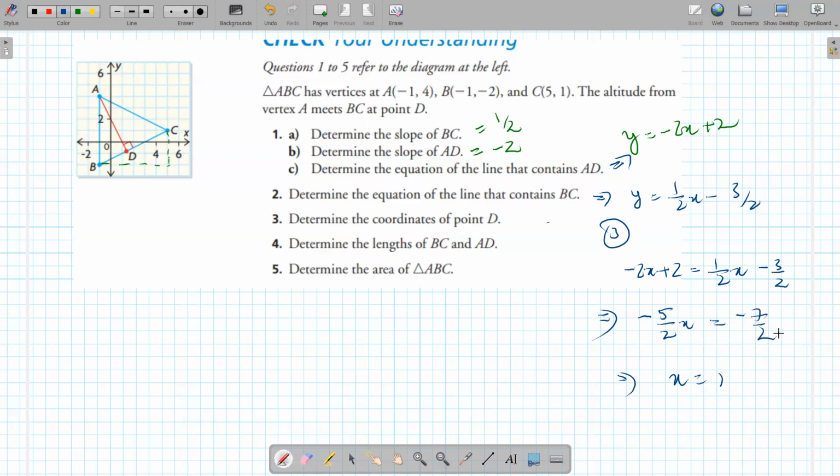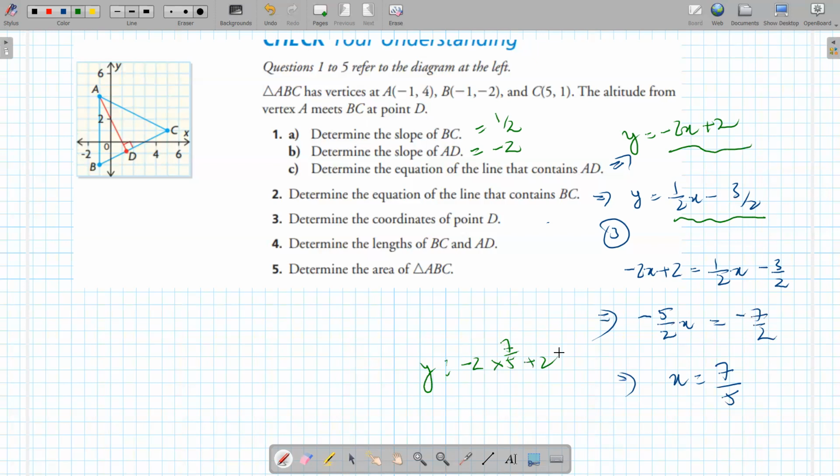That means this divided by negative 5 over 2 is going to be our x value, which is 7 over 5. See, sometimes it helps drawing the diagram out because I got x as 1, but that does not look like 1. It's a little bit more than 1. So that's our x value of D. To find the y value of D, you can plug this into either one of those equations because both of these go through that point. So I'm just going to plug it in here. -2 times 7 over 5 plus 2.